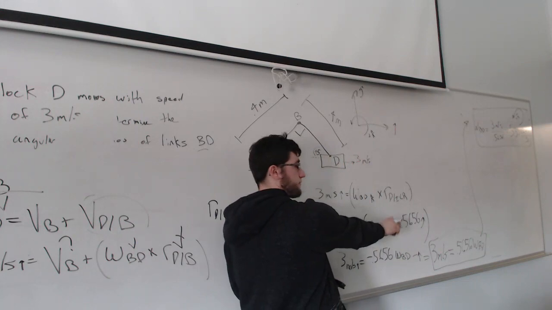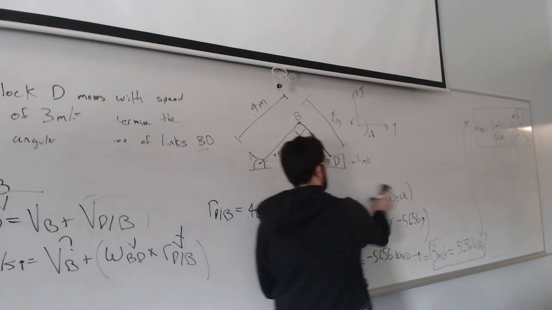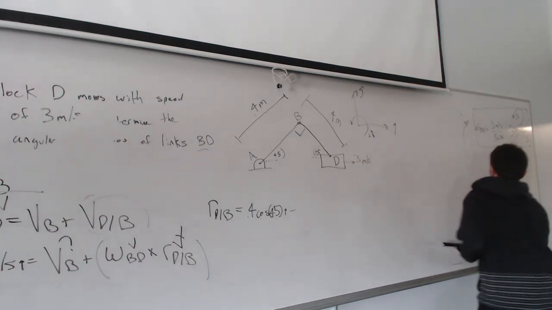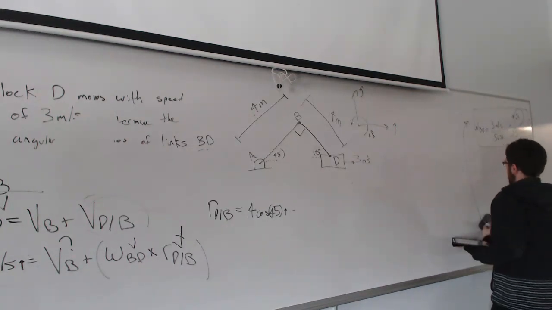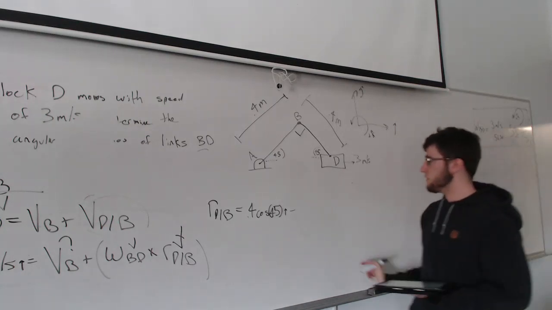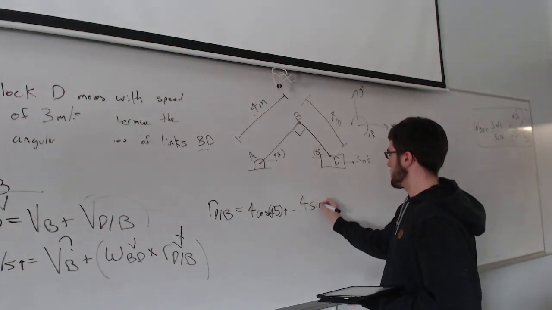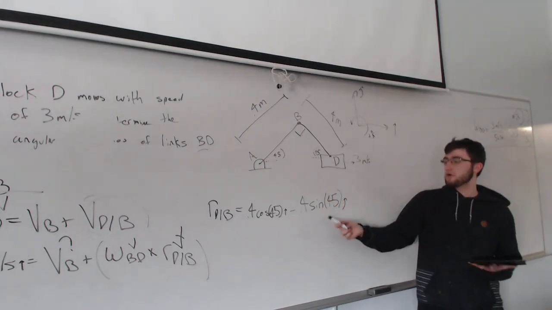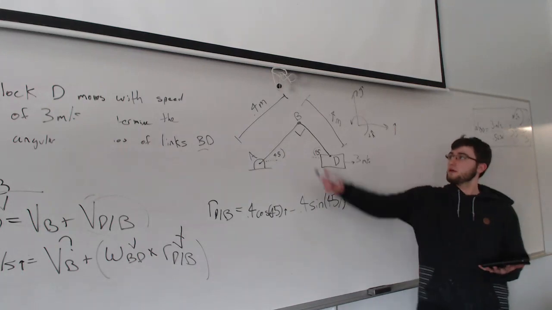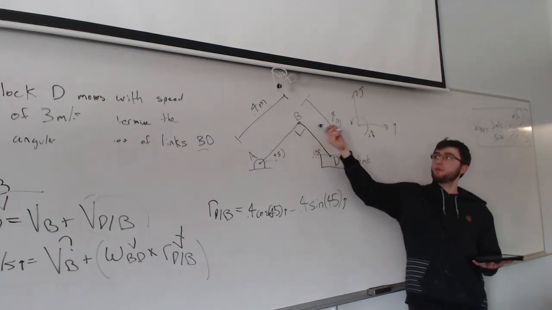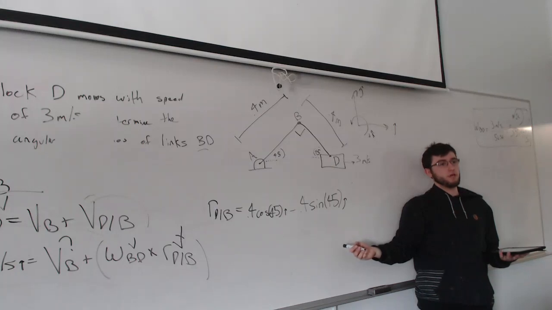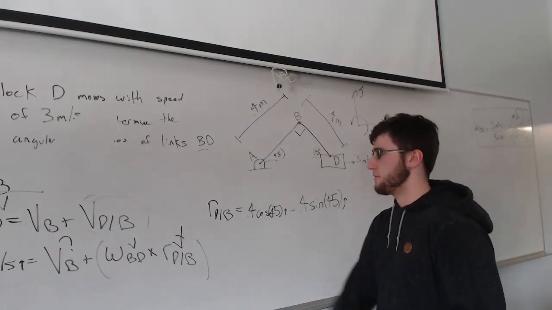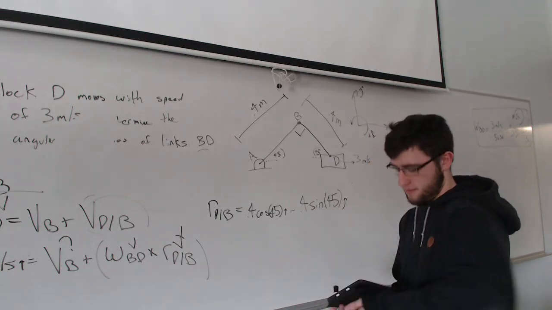Everyone good if I erase this? Yeah. Minus 0.4 sine of 45 in the J. If we're going to D from B, we have to go positive in the I, then negative in the J. So that makes sense. All right, cross product, because we're getting the velocity of B.